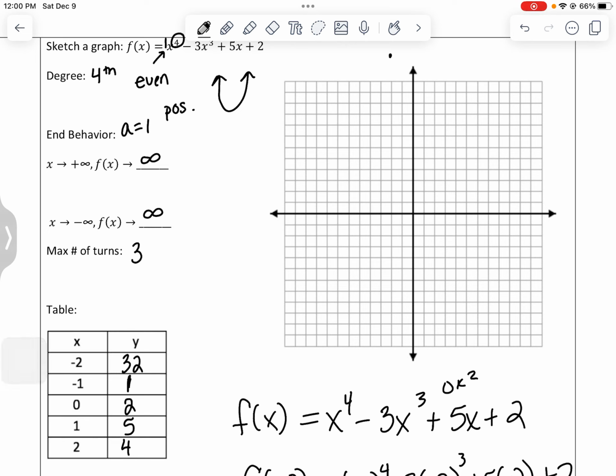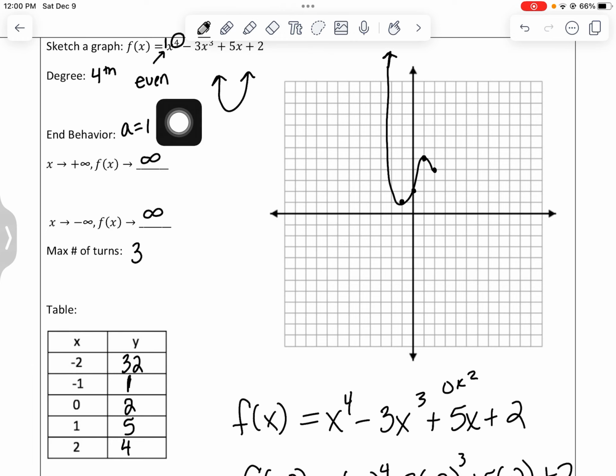So -2, 32 is going to be way off my graph, but I know it's going to positive infinity, so I'm okay with just knowing that that's going to continue to be going up there. Then -1, 1, 0, 2, 1, 5, and then 2, 4. And so far, if I graph these from left to right, I would end off right here.